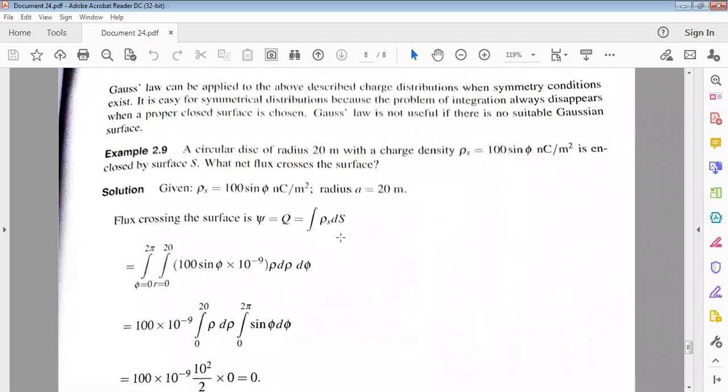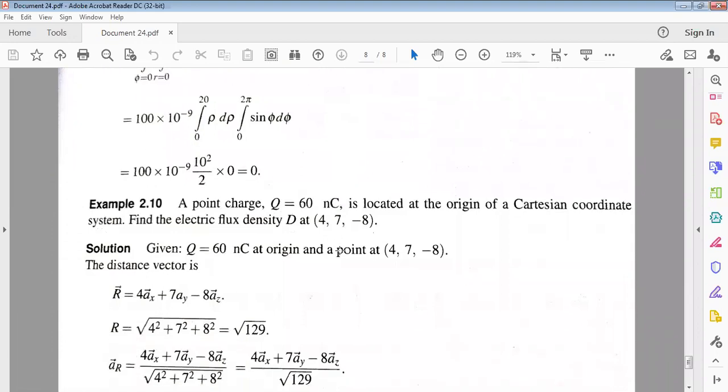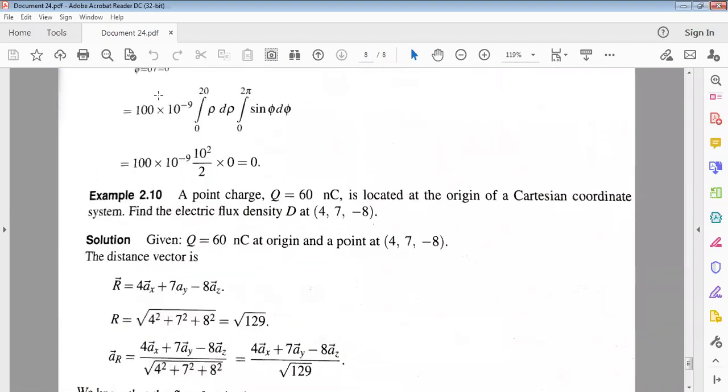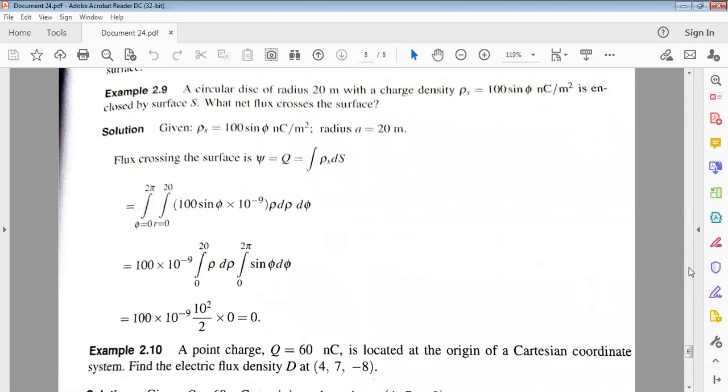Next, these are the two problems associated with the electric flux density. Consider a circular disk with a radius of 20 meters and charge density rho s equal to 100 sine phi nanocoulombs. What net flux crosses the surface? Here rho s equals 100 sine phi nanocoulombs, and radius a equals 20 meters.